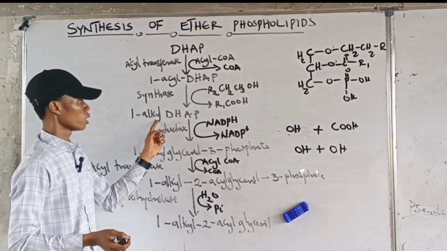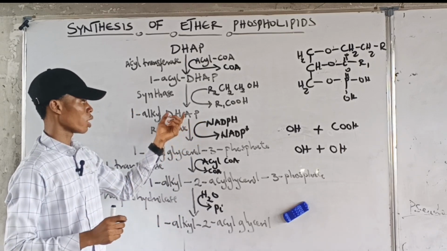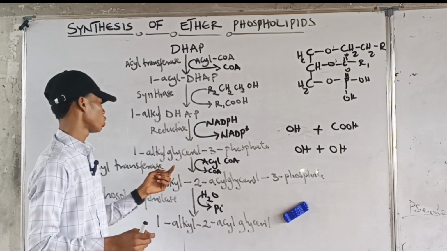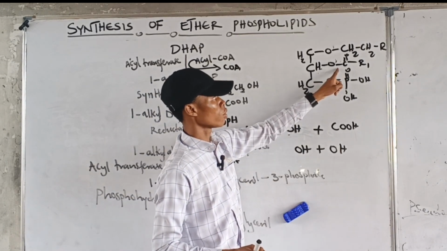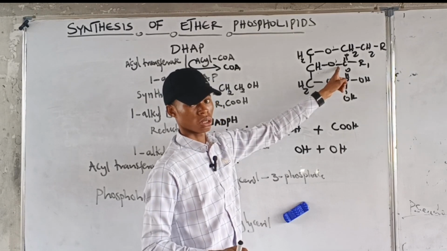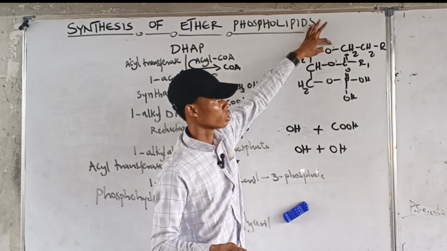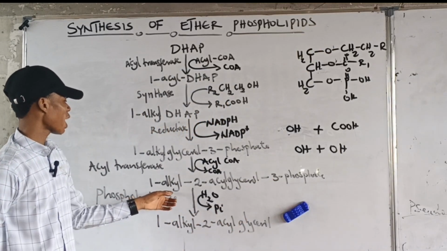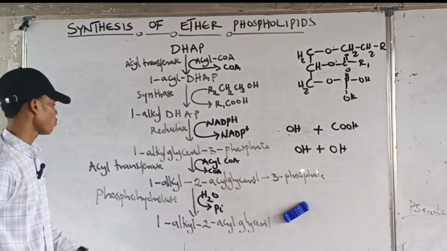So you have this. Then the next thing is you reduce the ketone on carbon 2 to an alcohol, so you have glycerol. After the reduction, you attach another fatty acid on carbon 2. If you notice here, we have an ester functional group, but that's not a problem so long as we have an ether here on position 1. All right, so now we've gotten 1-alkyl 2-acyl glycerol 3-phosphate.